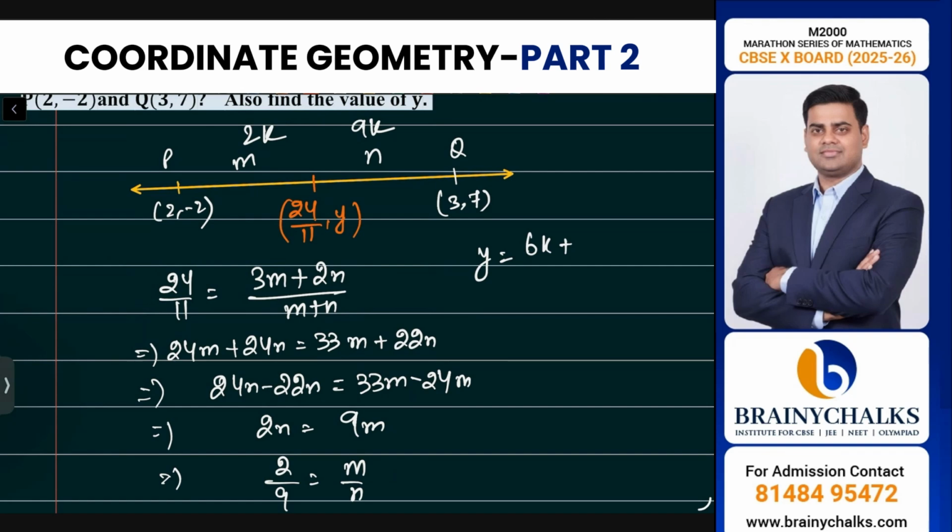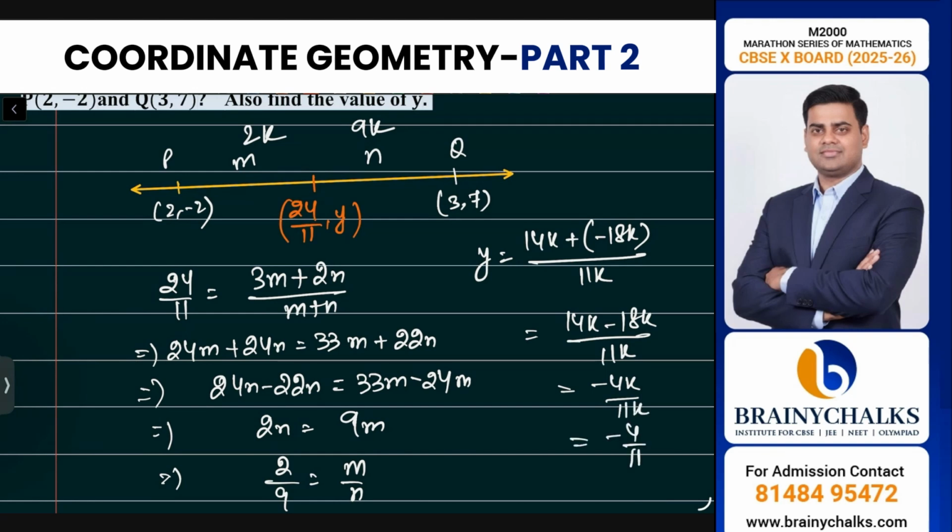Sorry, 2k into 7, that is 14k, plus minus of minus 18k by m plus n, that is 2k plus 9k, 11k. So 14k minus 18k by 11k, minus 4k by 11k. So minus 4 by 11 is the y value.